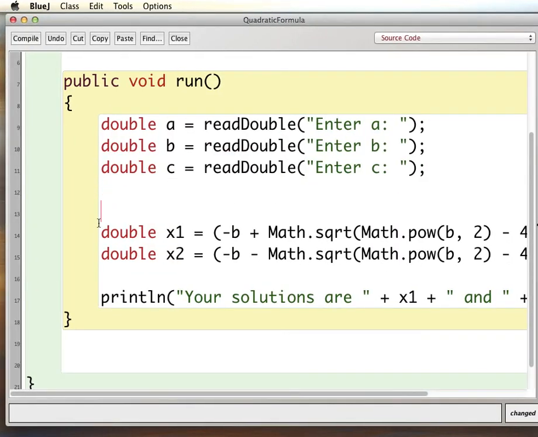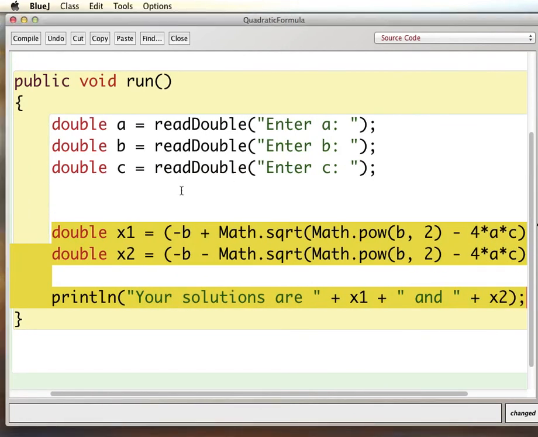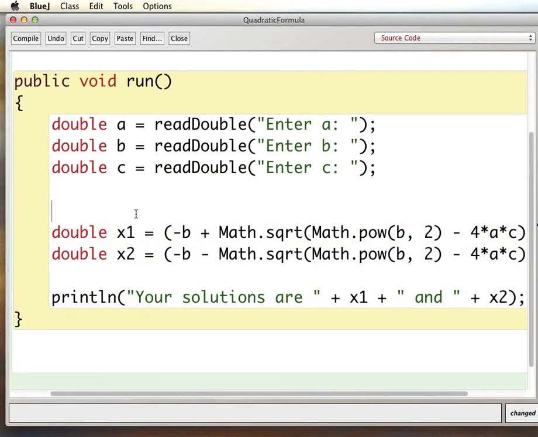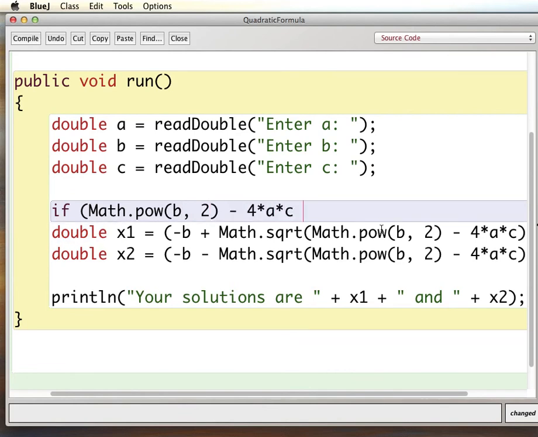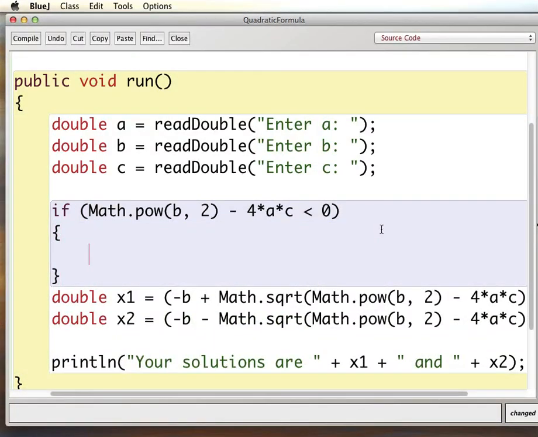You can think these lines are only the right thing to do if the equation actually has real solutions. Let's suggest an if statement. If, well, what's under the square root in the quadratic equation is b squared minus 4ac. So let's say if Math.pow(b, 2) minus 4 times a times c, if that is less than 0, that means there's a negative under the square root. So in that case, I will just print line, no solution.